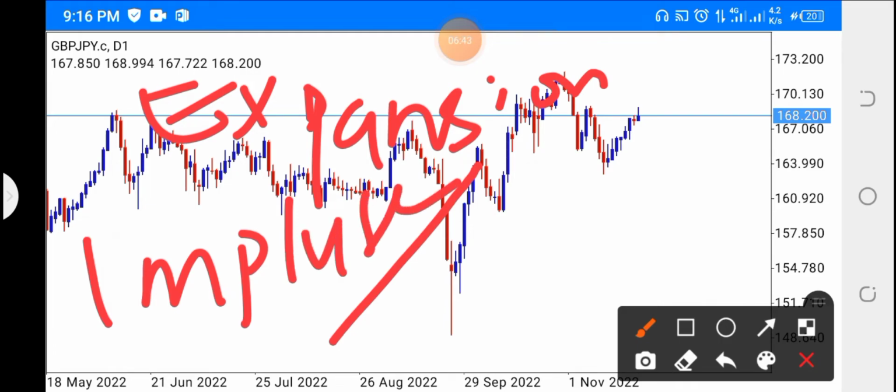Okay, we call it an expansion or an impulse. Now this is our expansion, showing that price is moving upward. Like we said just now, price will not just be going straight. It has to also retrace back. Price is not just going to be moving in a straight line or in a parallel manner. It has to move and then retrace, move and then return back. It will not be like a step case.